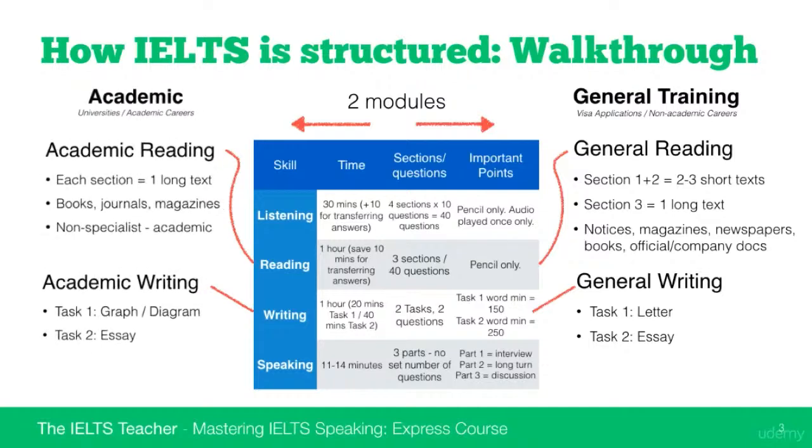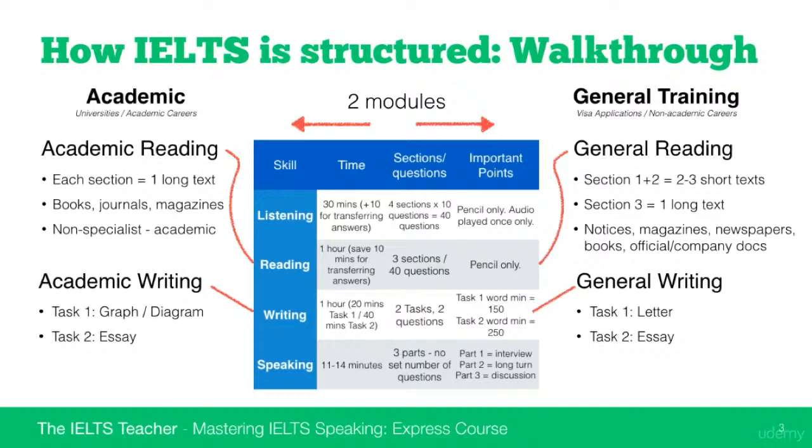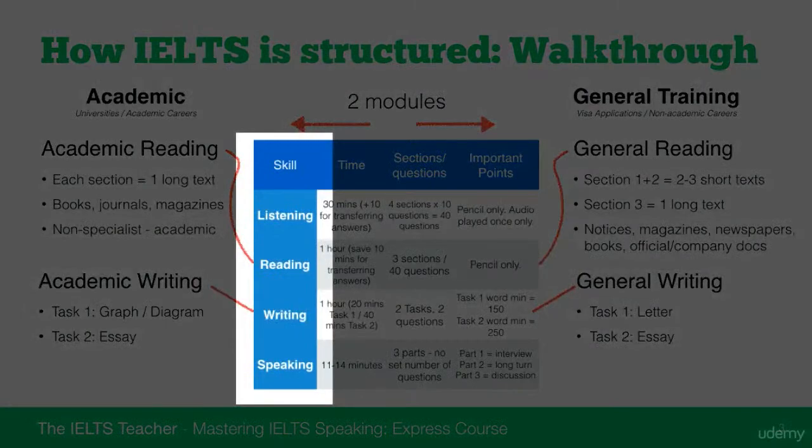Your academic module is usually for applying for universities or trying to get an academic career, whereas your general training module, that's often more for general visa applications or non-academic careers in an English-speaking country. But as I say, make sure you find out which module you need. Regardless of which module you choose, every IELTS exam is split into 4 components: listening, reading, writing and speaking.